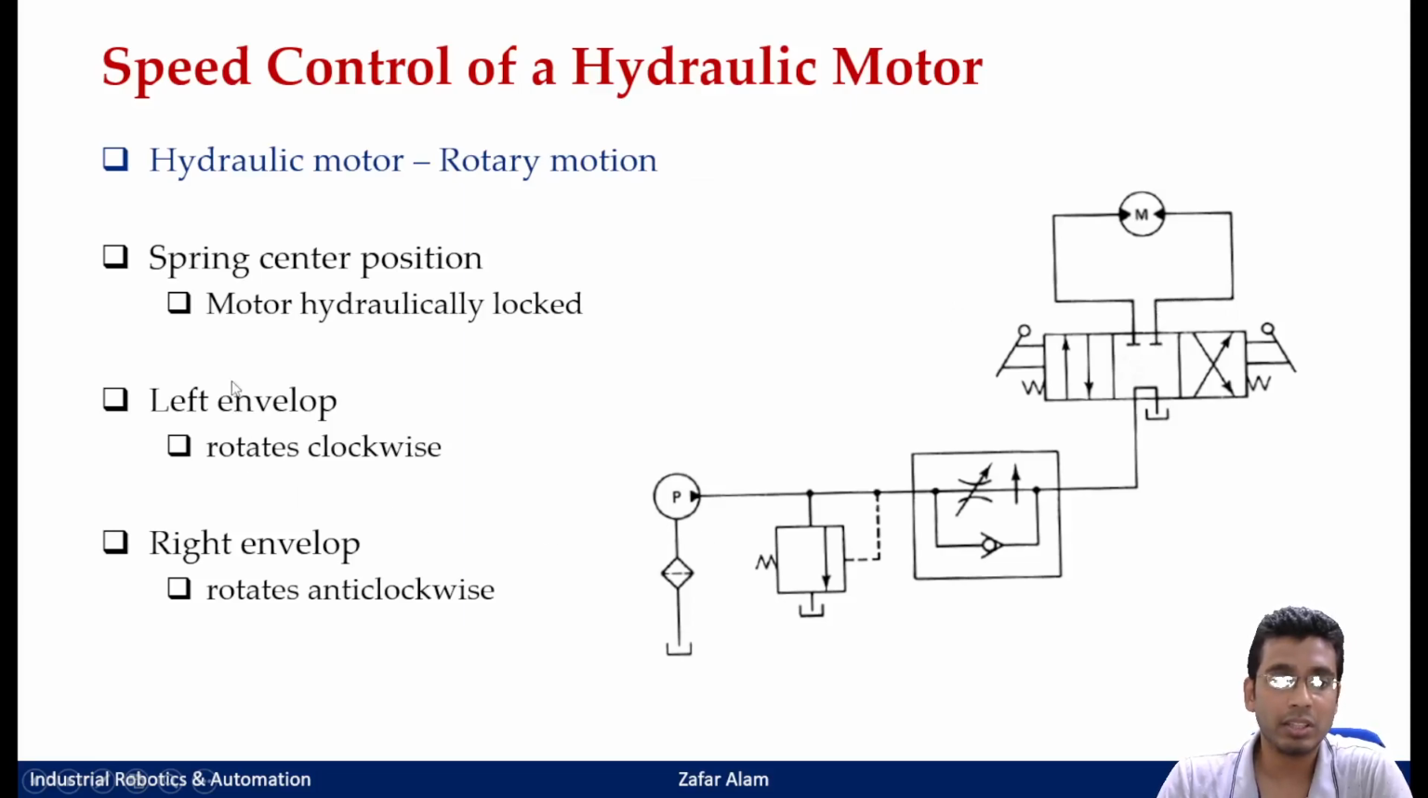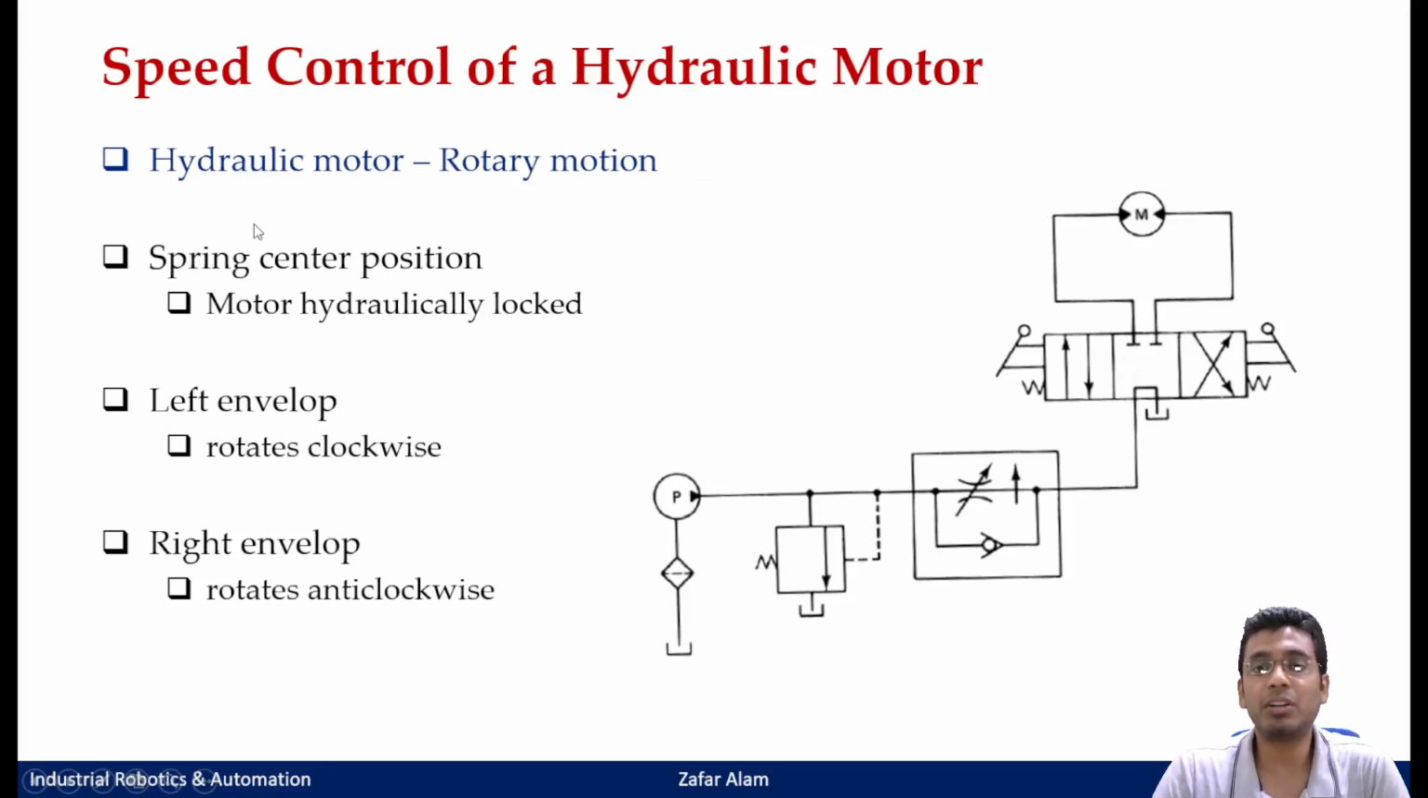So the left envelope would rotate it clockwise, and when you engage the right envelope of the valve, that means I'm actually shifting the spool either to my left or to my right to connect different ports. In your symbolic representation, it is known as an envelope. So in your right envelope, what would happen? Your pressurized line would get connected to this side, as the arrow shows, and your motor would rotate in the opposite direction. Now, how would you do the speed control of that?